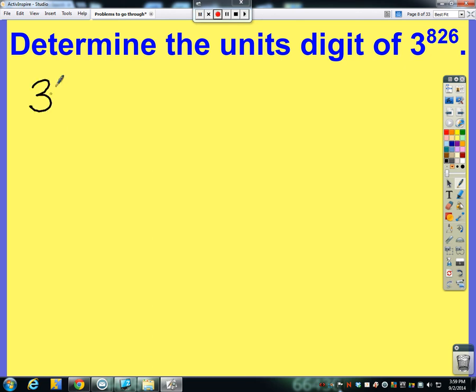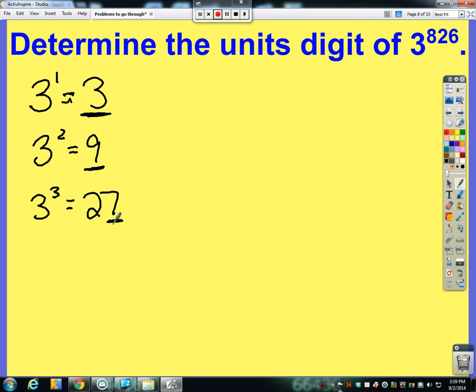So if we started with 3 to the 1st, well, that's 3, and the units digit is 3. 3 squared is 9, and 9 is the units digit. 3 to the 3rd is 27, and 7 is the units digit. 3 to the 4th is 81, and 1 is the units digit. 3 to the 5th is 243, and 3 is the units digit.